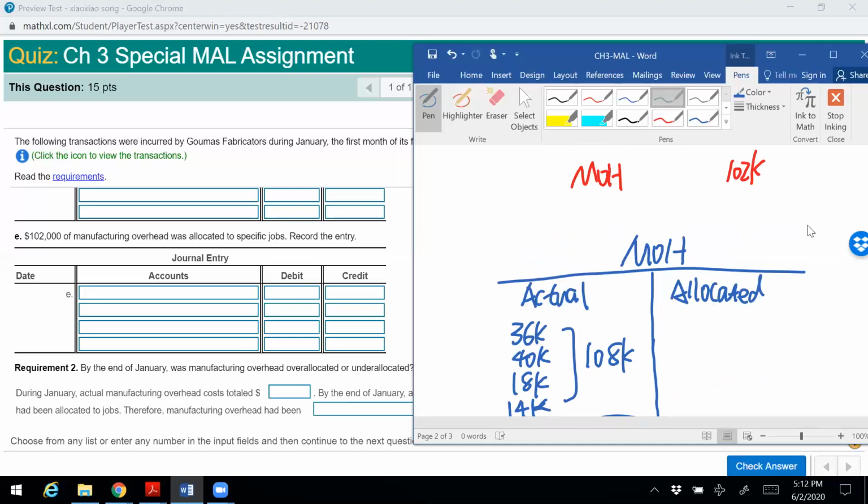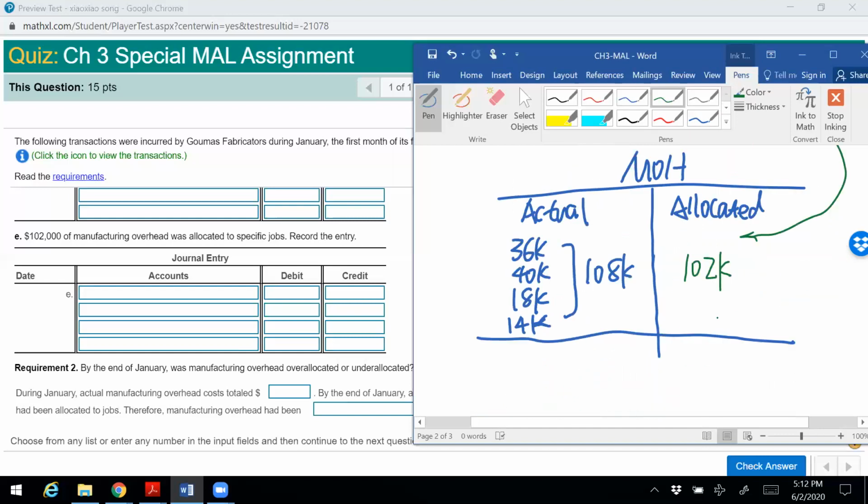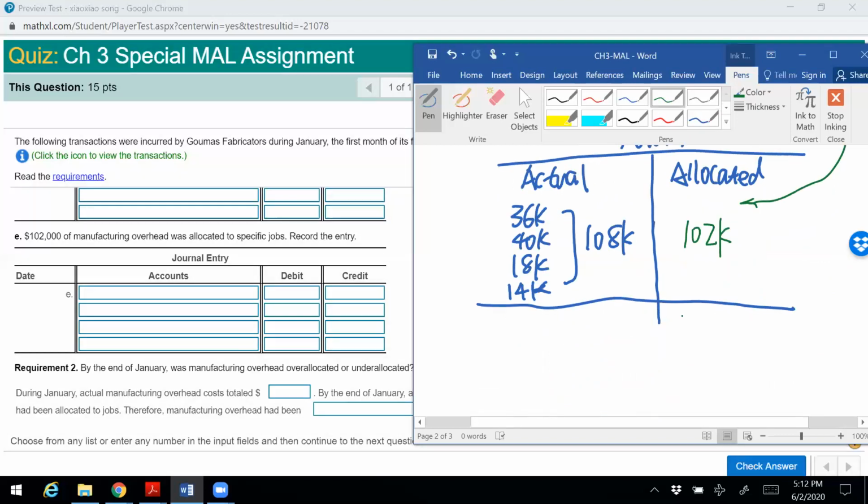Everybody knows how we get this number, 102,000, right? So this is credit. I have credit 102,000, my debit is 108,000. So your actual is 108,000 and your allocated is 102,000. Are you under-allocating or over-allocating? I leave this question to you. And then you want this temporary account to be zero, so what journal entry do you have to do? I leave this one to you. Make sure you get the right answer.